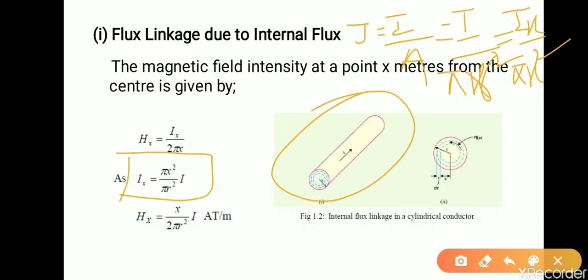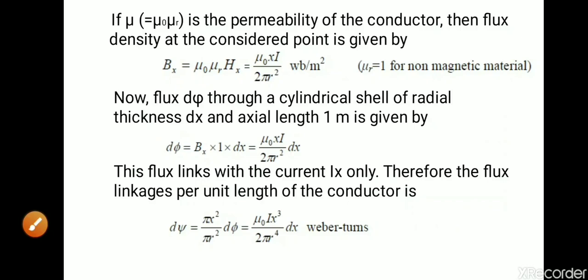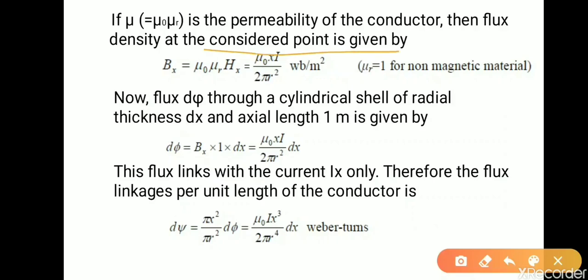So by substituting the value of I of x in the above equation, we will obtain H of x equal to x by 2 pi r square into I ampere turn per meter. Now, if mu is the permeability of the conductor, then the flux density at the considered point is given by B of x. Mathematically, flux density is given by B of x equal to mu naught mu r H of x, where mu naught is the vacuum permeability and mu r is the relative permeability. The relative permeability is 1 for non-magnetic material.